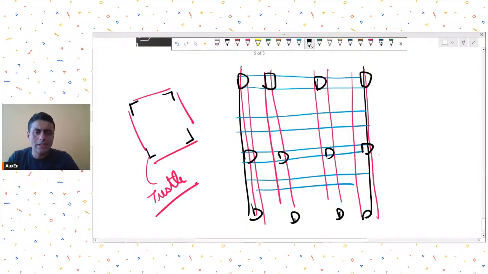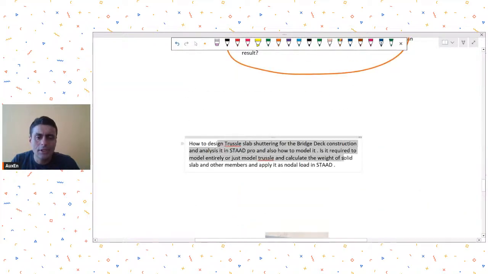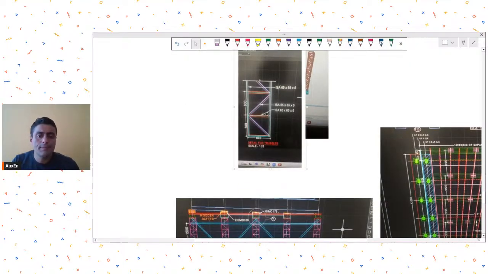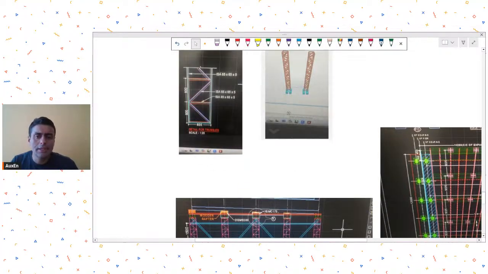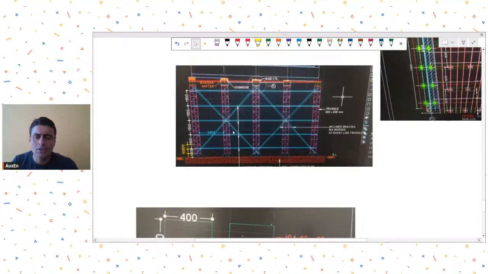So Mr. Nikunj is asking, what is his question? How to design this shuttering for bridge deck construction and analysis. It is in STAAD Pro. How to model it? Is it required to model it entirely or just model the trestle? Yeah, so you could refer to some design reports for this if you have any access to design reports.